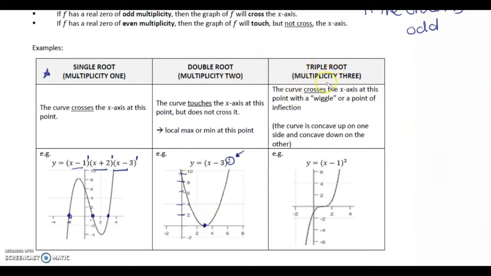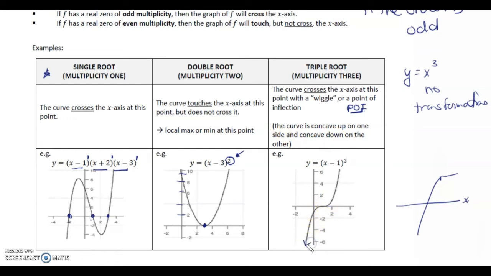Okay, and then triple root. We've only really seen this in y equals x cubed, that base function with no transformations. So what that looks like, order 3, what happens is the curve crosses the x-axis, but it actually wiggles. So it's no longer a smooth curve where it just crosses the x-axis. There's a wiggle in it, or a point of inflection. We've talked about points of inflection. We'll get more into that in calculus. The curve is concave up on one side and concave down on the other.